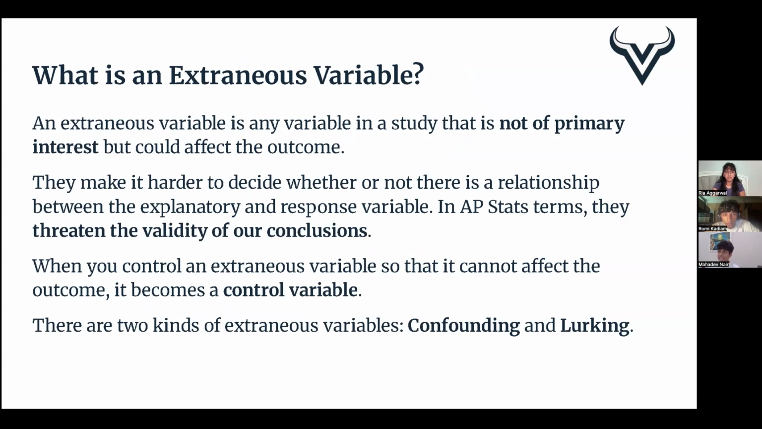Now, if we recognize an extraneous variable and take steps to control it, meaning we hold it constant, then it becomes the control variable instead. Finally, we divide extraneous variables into two types, confounding variables and lurking variables. And that's what we'll break down next.